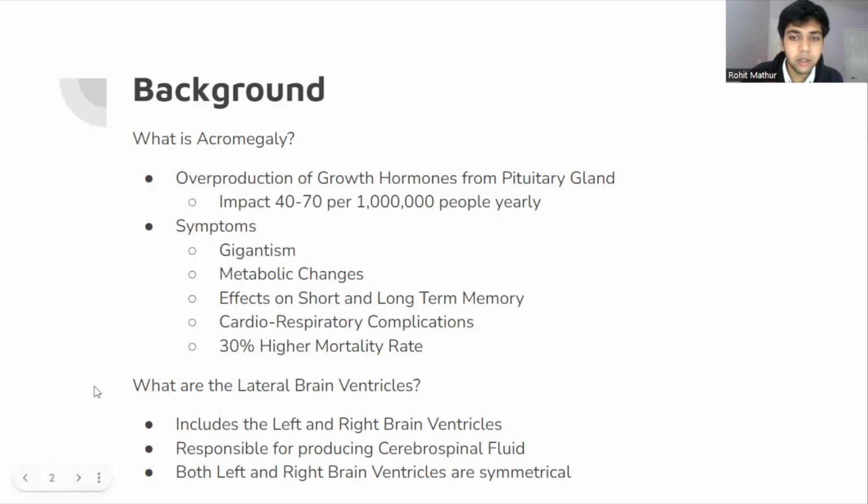So here, I also talk about the influence of lateral brain ventricles in my research project. Here's a brief background of lateral brain ventricles. When I talk about lateral brain ventricles, I talk about the left and right brain ventricles. They're essentially responsible for producing cerebrospinal fluid, and both the left and right brain ventricles are symmetrical too.